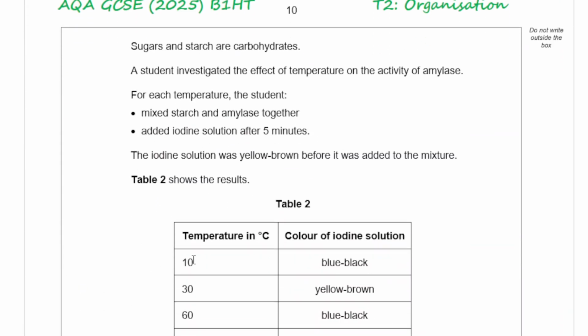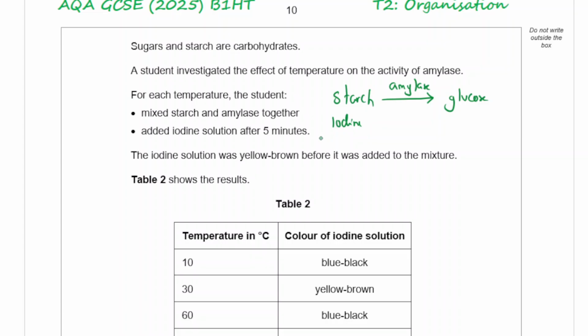Sugar and starch are carbohydrates. A student investigated the effect of temperature on the activity of amylase. For each temperature, the student mixed starch and amylase together. Now, starch will be broken down by amylase into glucose. So, starch is broken down by amylase into glucose. Now, you can test starch using iodine.